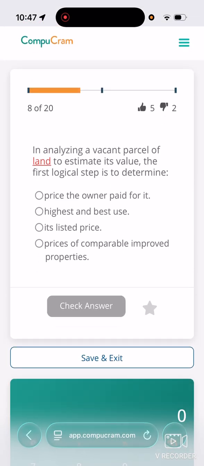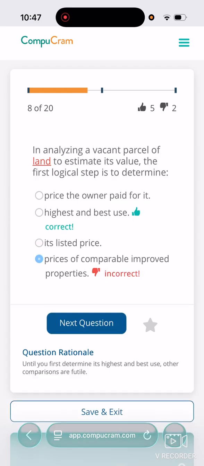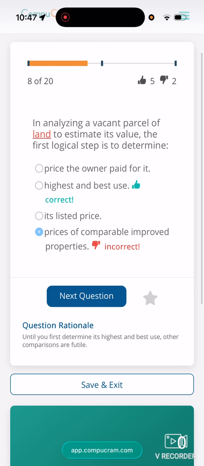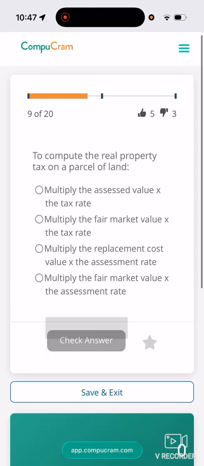In analyzing a vacant parcel of land to estimate its value, the first logical step is to determine: price the owner paid for it, highest and best use, its listed price, price of comparable improved properties. I believe it's D. Oh, it's highest and best use. I had a feeling. All right. Until you first determine its highest and best use, other comparisons are futile. Question number 9. We're almost done.